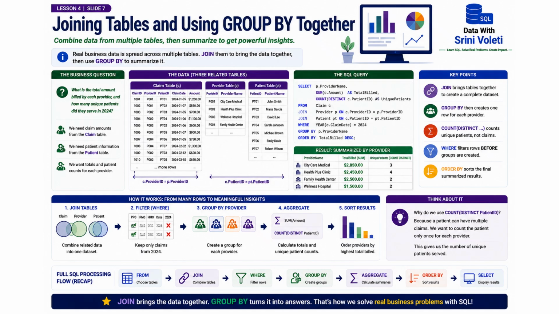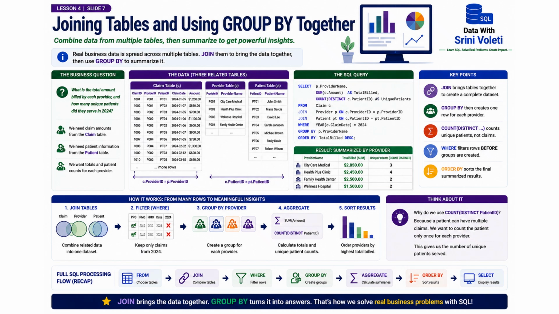Very rarely is all the information you need stored in a single table. Instead, businesses organize information across multiple related tables. As analysts, our job is to bring those tables together before creating meaningful summaries. Let's begin with today's business question.